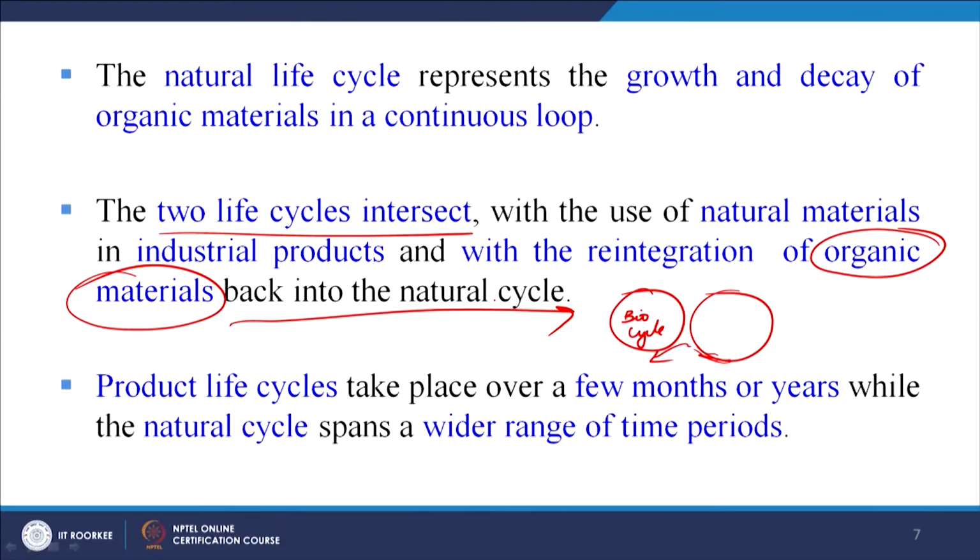So the product life cycles take place over a few months or years. Each and every product will have a product life cycle, while the natural cycle spans a wider range of time period. The natural cycle takes a lot of time. This decaying process is a long process for conversion of the material that we have disposed into the environment. Again it will get converted into the resources. So that is a long process, whereas the product life cycle is very short.